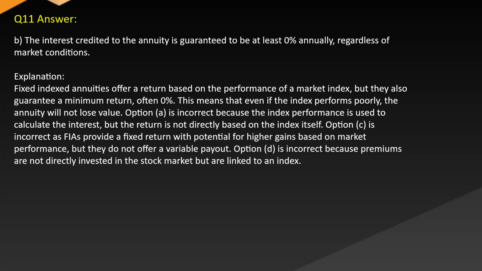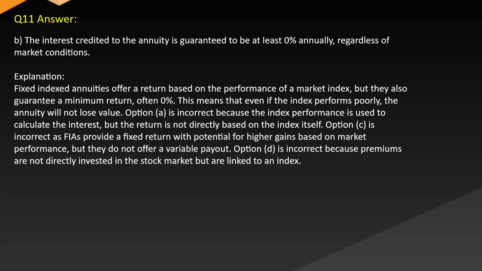Answer B. The interest credited to the annuity is guaranteed to be at least 0% annually, regardless of market conditions. Explanation. Fixed indexed annuities offer a return based on the performance of a market index, but they also guarantee a minimum return, often 0%. This means that even if the index performs poorly, the annuity will not lose value. Option A is incorrect because the index performance is used to calculate the interest, but the return is not directly based on the index itself.